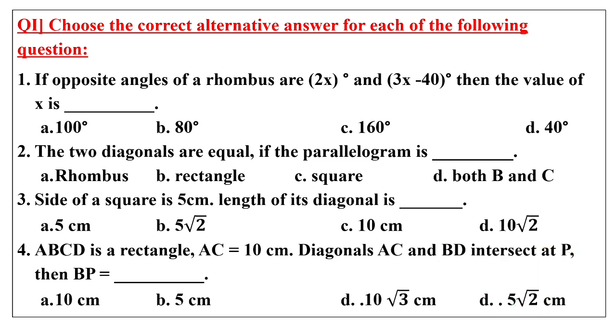Now ABCD is a rectangle. AC is given as 10 cm. It means AC is our diagonal. Diagonal AC and diagonal BD intersect at point P. Then find BP. As we know, the diagonals of a rectangle bisect each other and both the diagonals are congruent. Means AC is 10 and BD is also 10. But BP will be what? Half of BD. It means the answer is 5. The fourth one, correct answer is 5 cm.